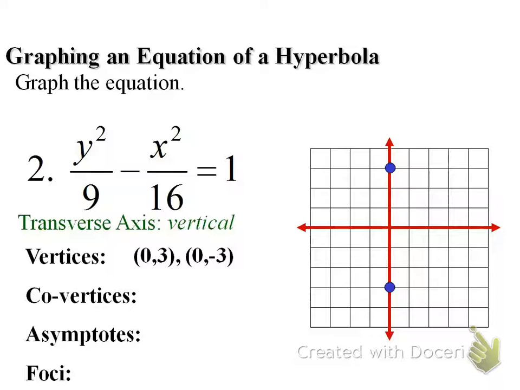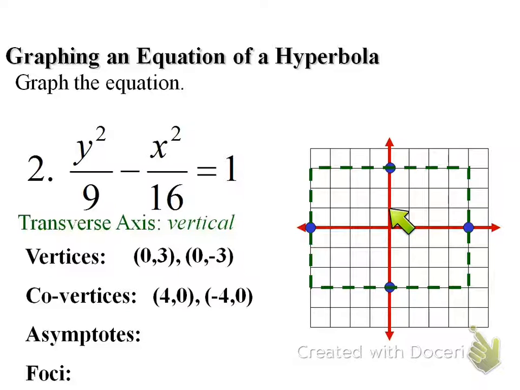All right, so my co-vertices are now in the left and right direction. How many units in each direction? 4, good. Okay, once you have those 4 points, I'm going to draw in my box. The whole point of the box, or the rectangle, I guess is the more technical term, is to find these asymptotes. The asymptotes are going to go through the corners.